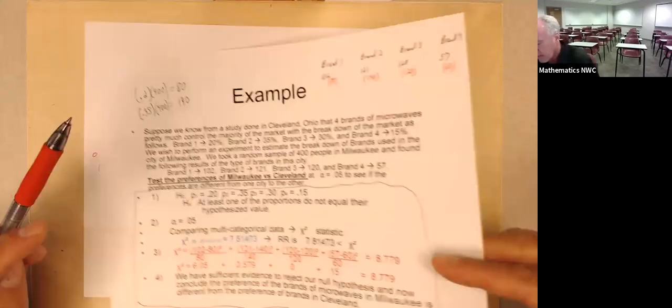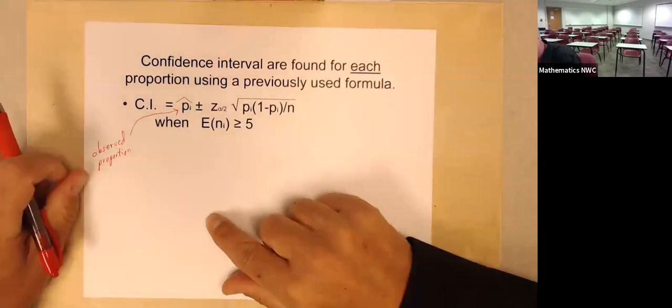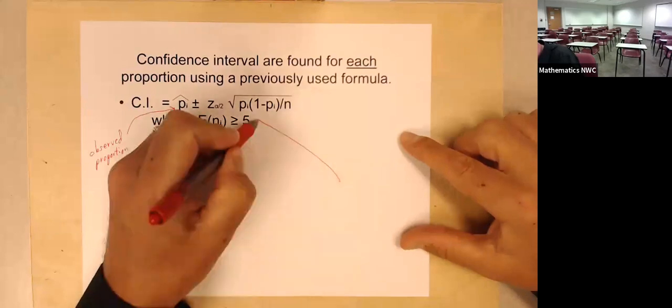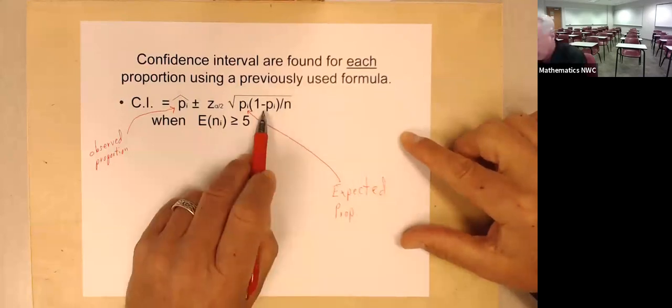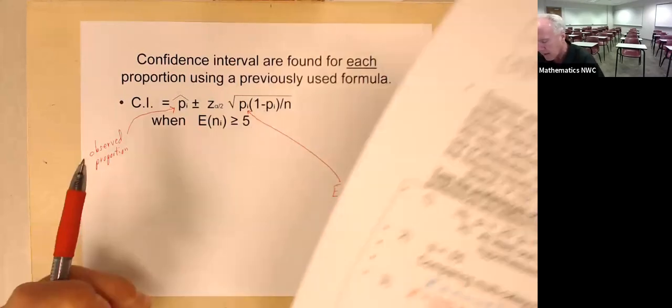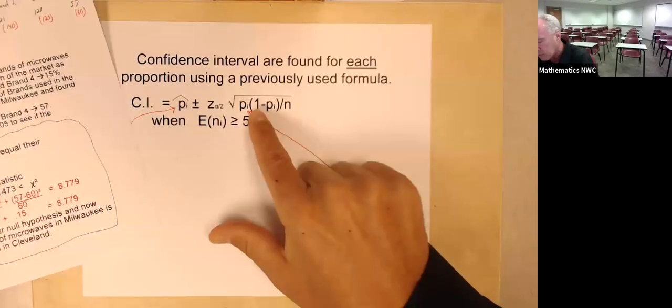Now, the observed proportion is p hat. This is my expected proportion. And of course, that would be its complement. So what did I mean by that? Well, back up here, I expected brand 1 to get 20%. So I would have had 0.2 and 0.8. I expected brand 2 to get 35%. I would have had 0.35, 0.65.